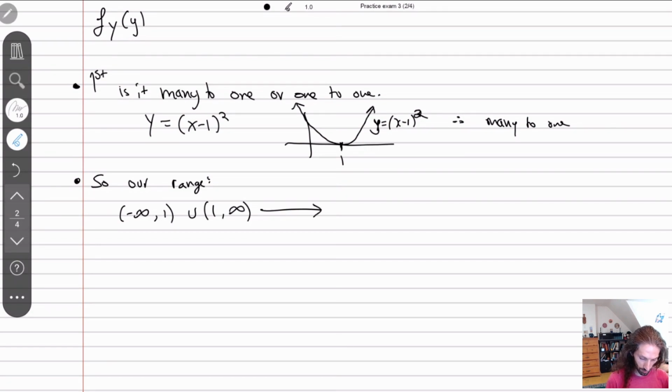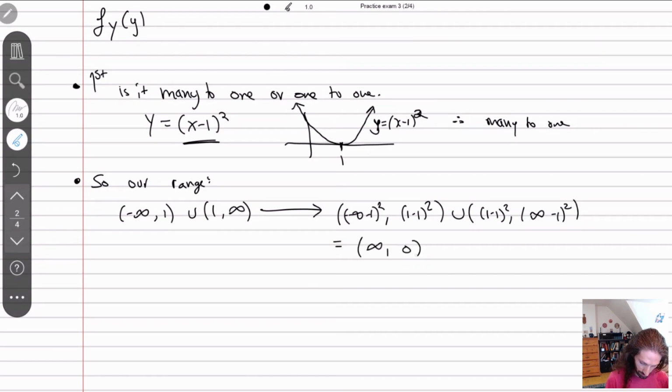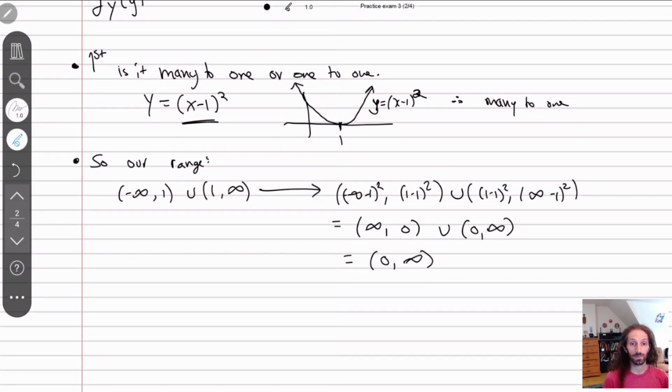And this is going to be converted using our formula. So here we have (minus infinity minus 1) squared to (1 minus 1) squared, union (1 minus 1) squared to (plus infinity minus 1) squared. So this is equal to infinity to 0, union 0 to infinity. So in other words, we just have 0 to infinity as our range. Okay, so we have our range.